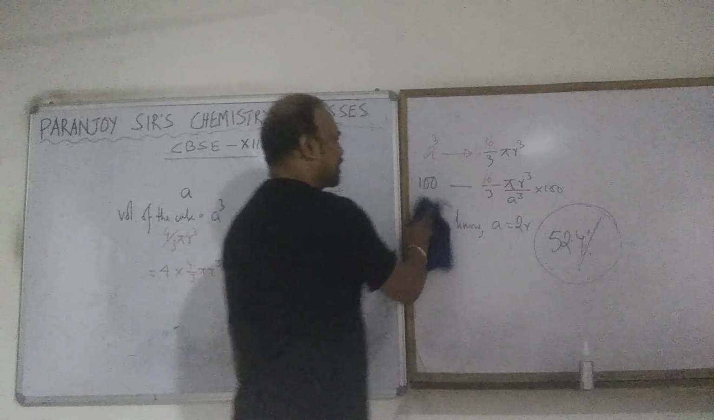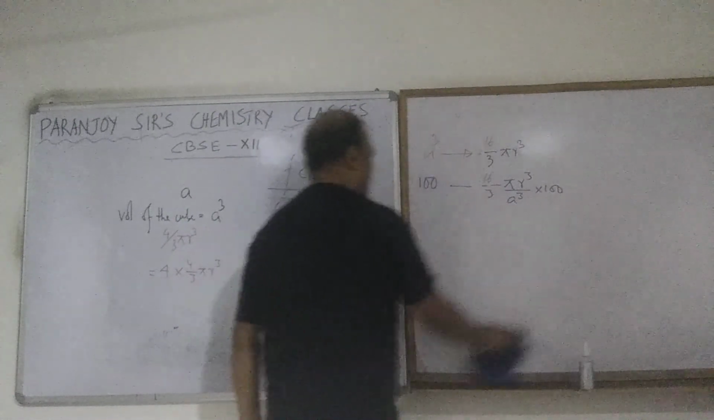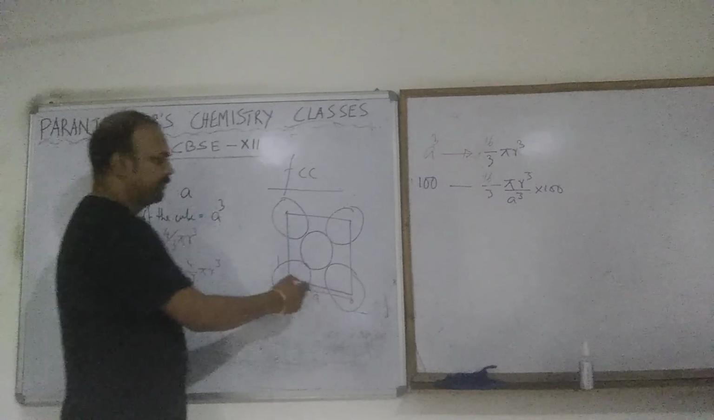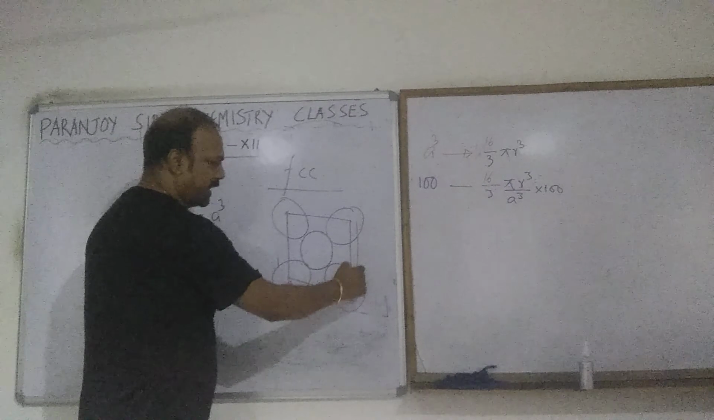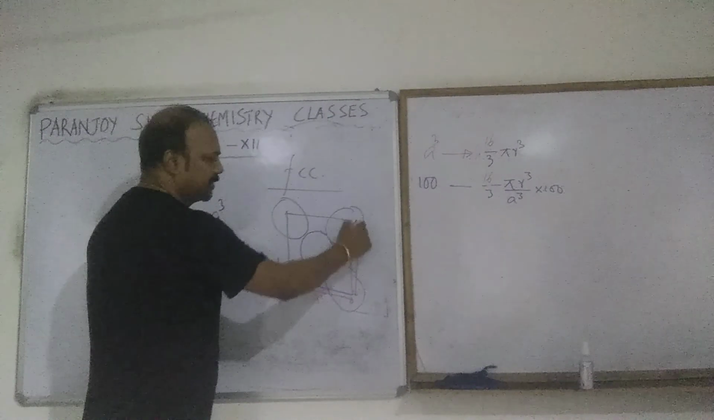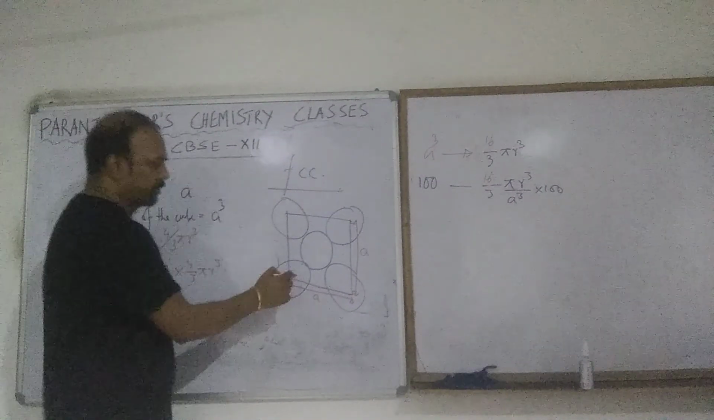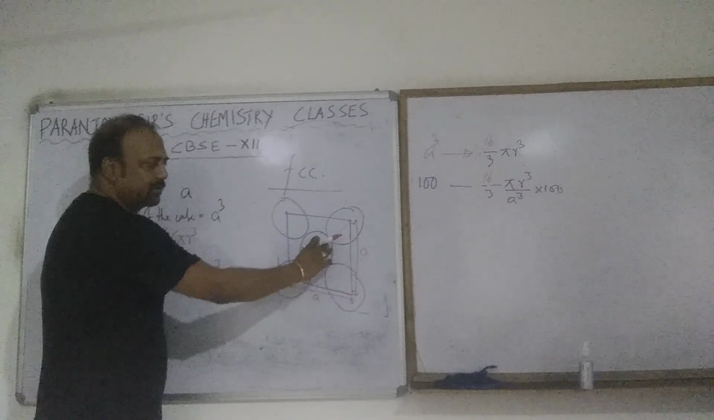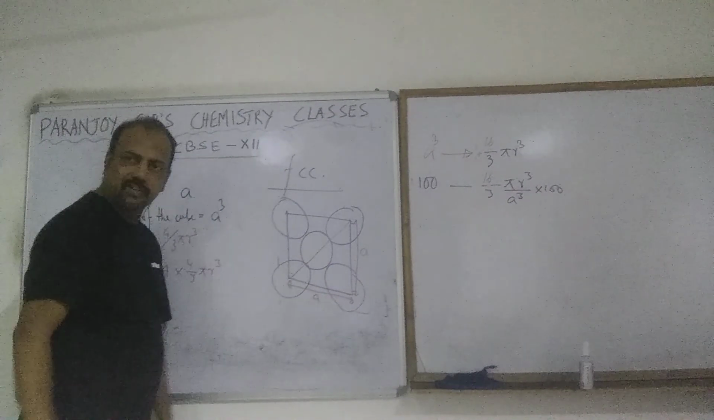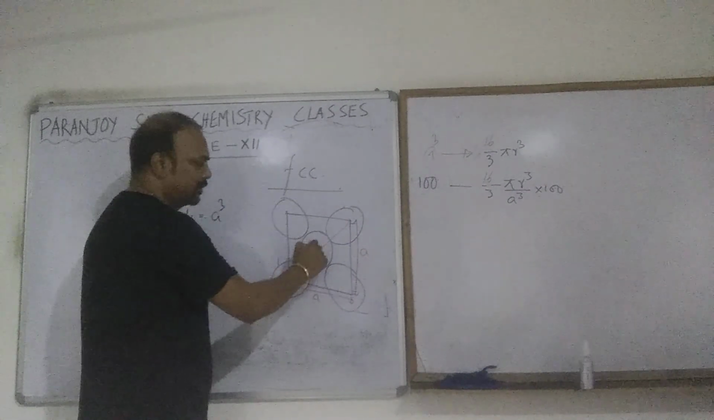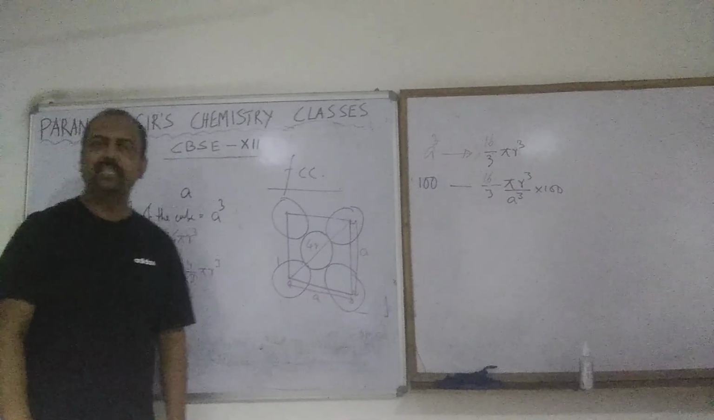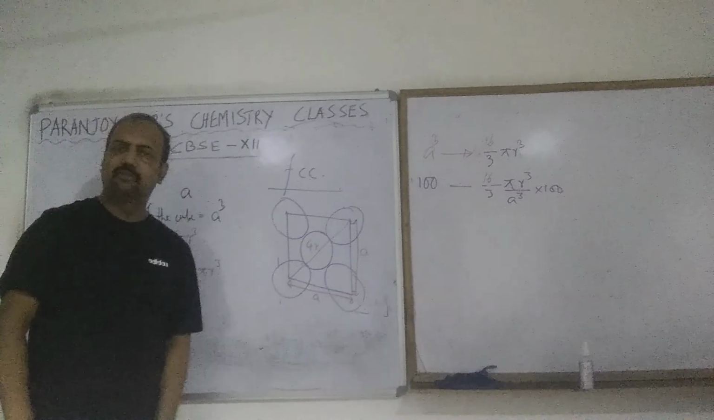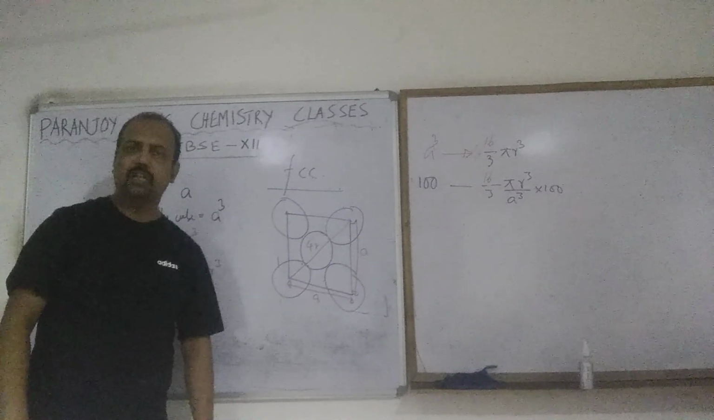Now the thing we have to know is the relationship between a and r. See the geometry. This is a, this is also a. And what about the diagonal? See, r, 2r, r. So how much is that? 4r. Very simple, as I told. Use the Pythagoras theorem.